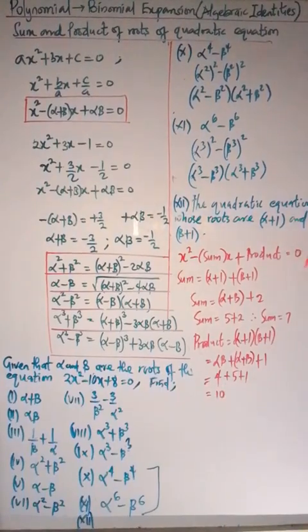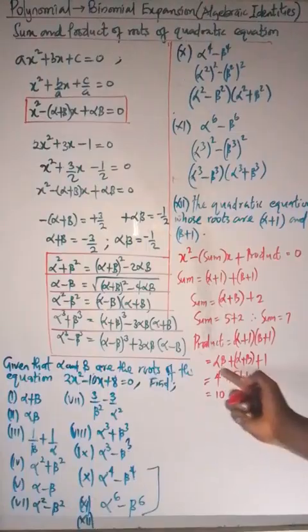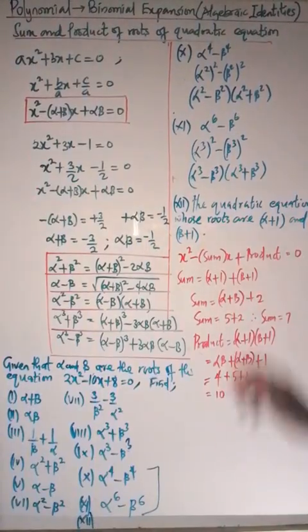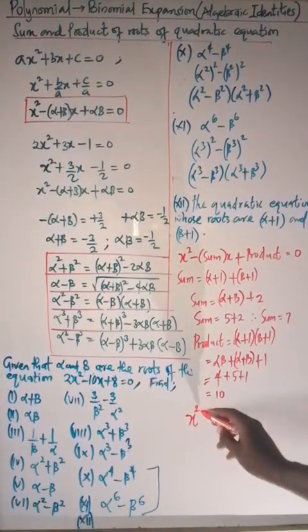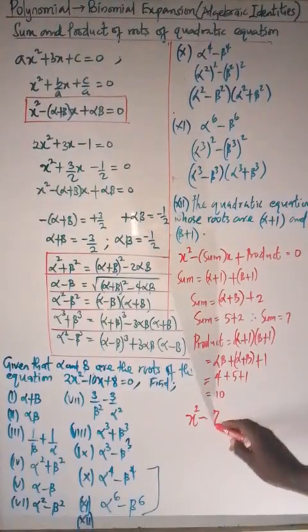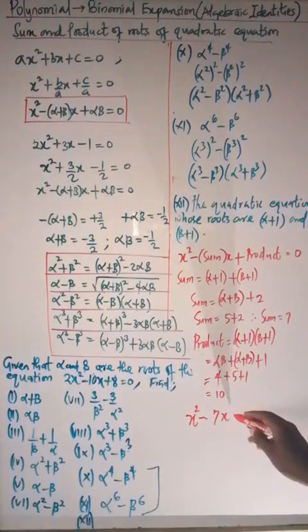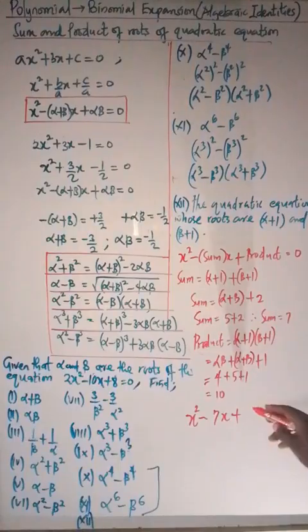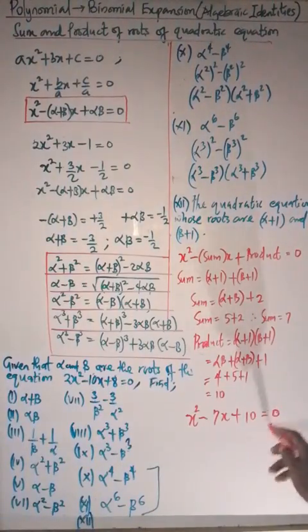So we are trying to find the quadratic equation whose roots are this. Since we already know alpha and beta in form of their sum and product, we can now look for the equation. The equation is x squared minus, what's the sum? 7. That's 7x. Then plus, what is the product? 10. Equals to 0. So this is the quadratic equation we are looking for.